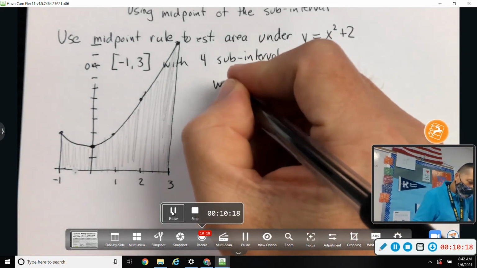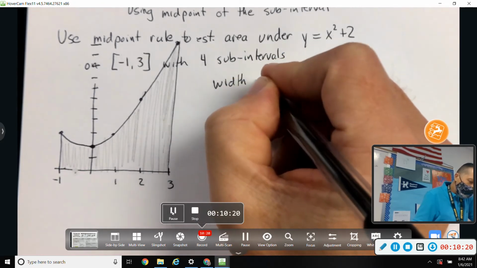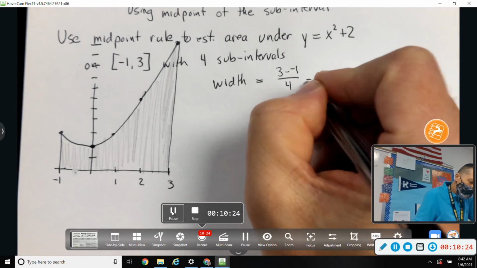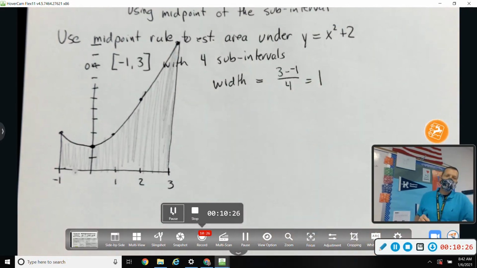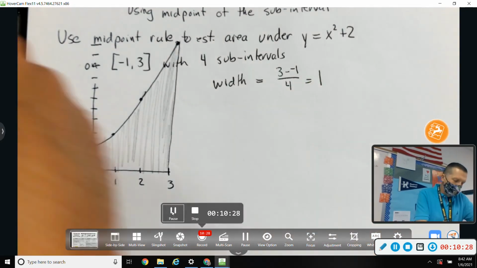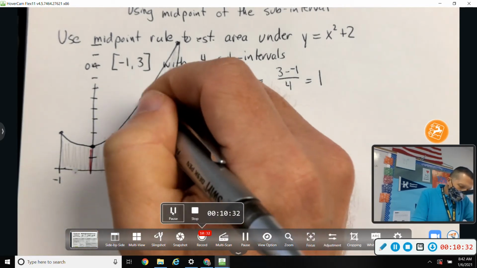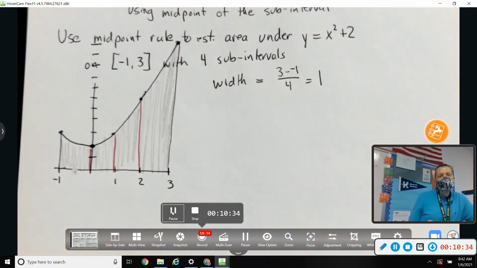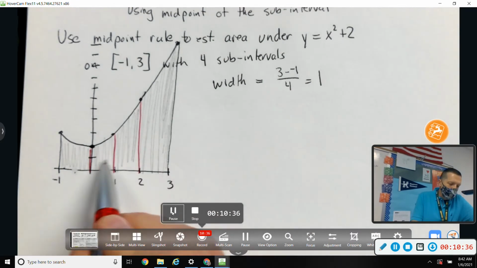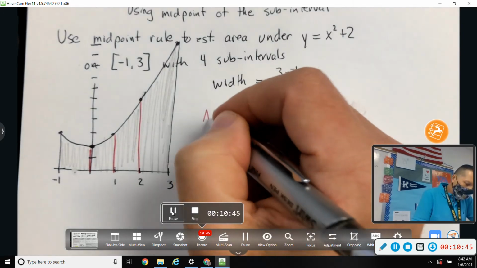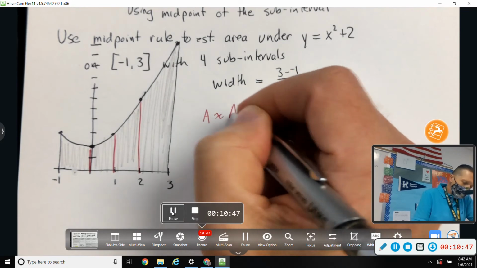So we can kind of start the same way. The width of each rectangle is going to be 1. So that's kind of nice when we have an evenly spaced interval. So there's my 4 sub areas, I guess, that we will approximate with rectangles. But we're going to approximate it with midpoint rectangles.